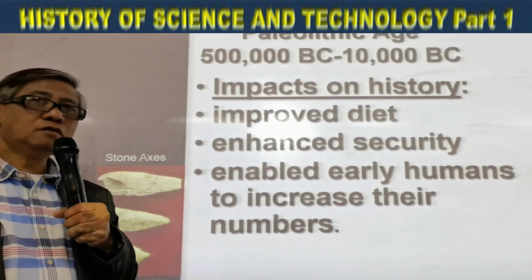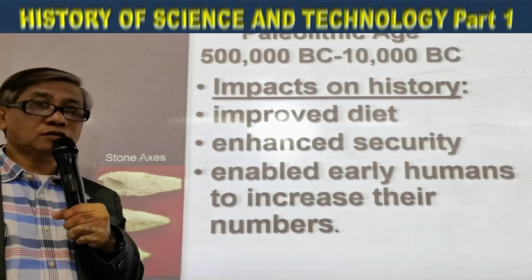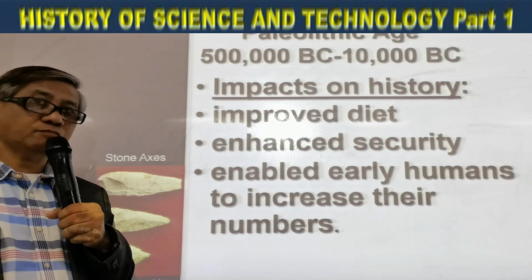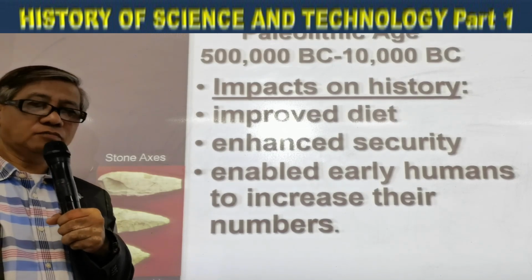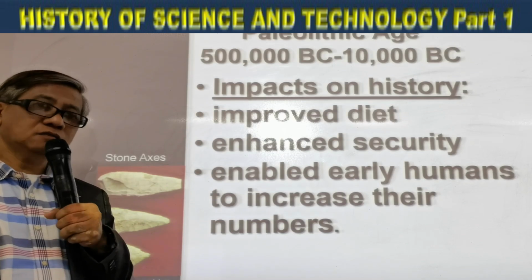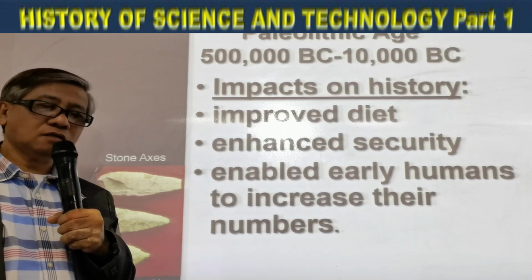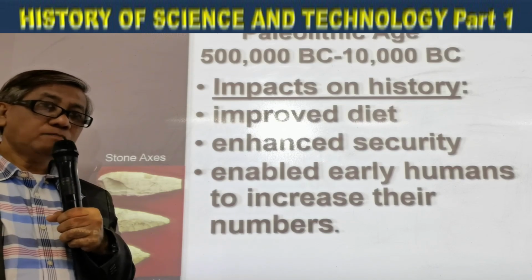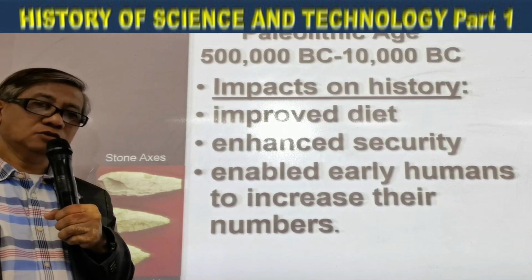So the more people in a certain area, the more protected they are from dangers like predatory animals. So this increase in number also enhanced their security. So that's how we characterize the people during the Paleolithic or the Old Stone Age.